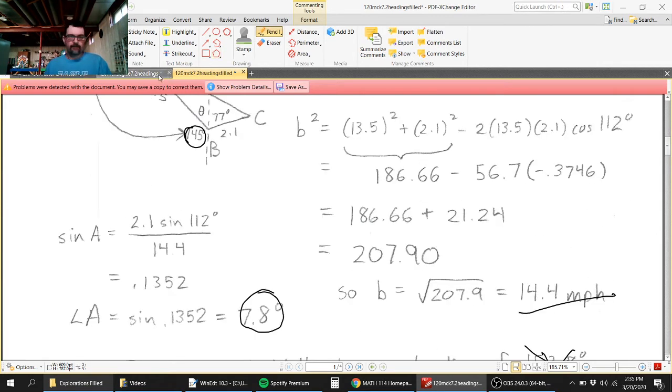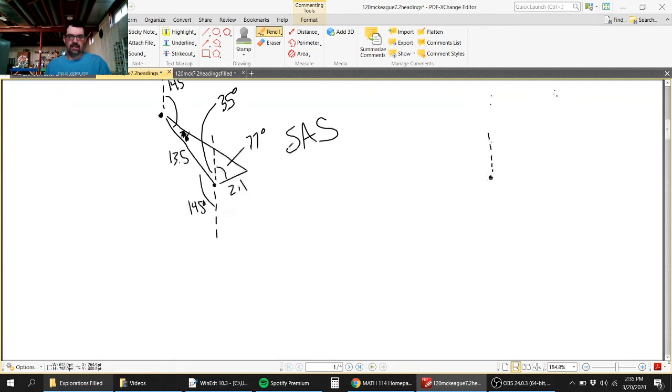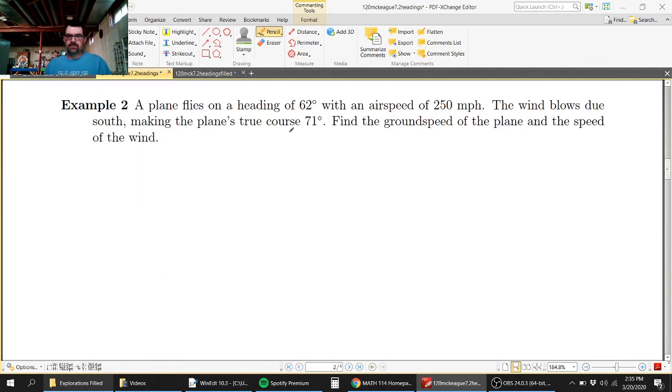So that's one problem involving heading. Going to the next page, same kind of deal. We got a plane this time, though. So plane flies on a heading of 62 degrees, so it points in the direction of 62 degrees. The wind blows, we're not told how hard, due south, we do know that. So that, even though it's not stated with an angle measure, that's a heading, that's a direction. So the plane actually moves in that direction, 71 degrees. So find the ground speed of the plane. So how fast is the plane actually going relative to the ground, and how fast is the wind blowing?